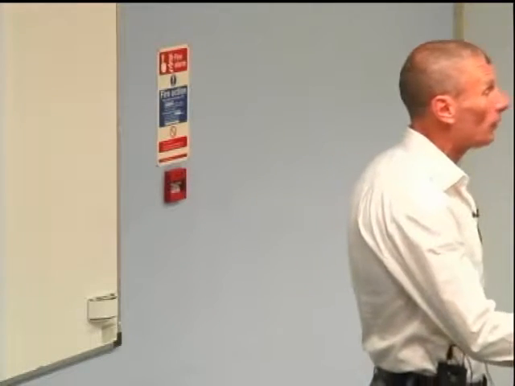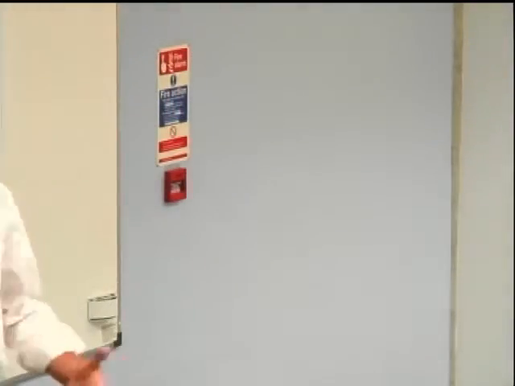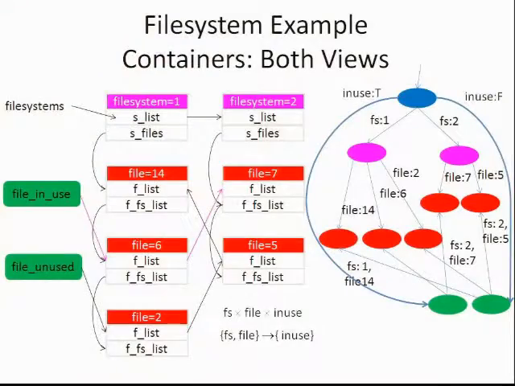And then there is another container which says which are the elements which are a member of the in-use true, and which are the elements which are a member of the in-use false. So this is the container. And the most interesting thing is that, in fact, I can draw them together. I can jam them together. So this is what's going on here.